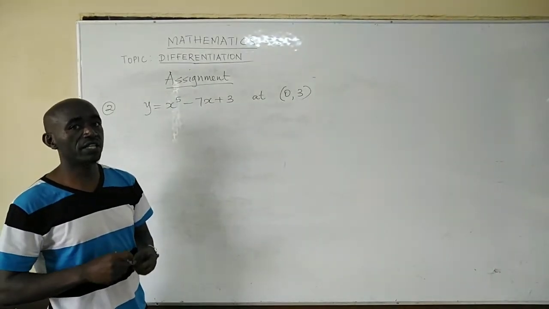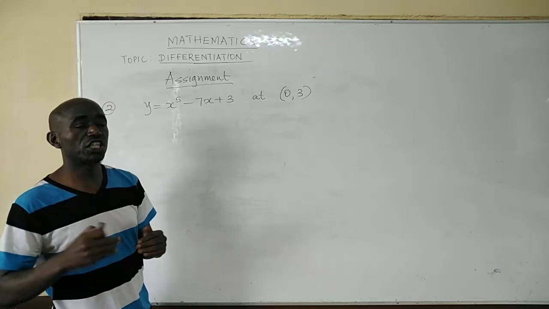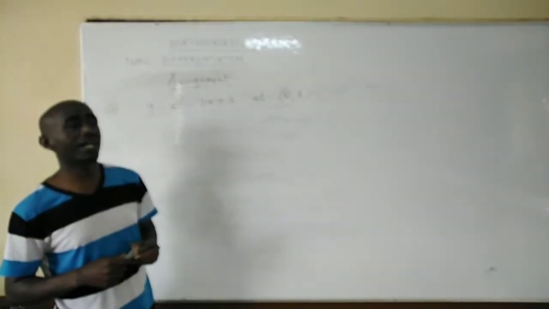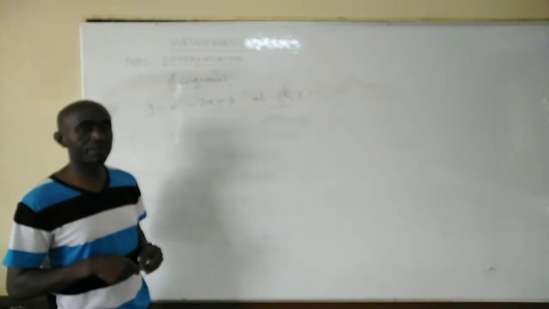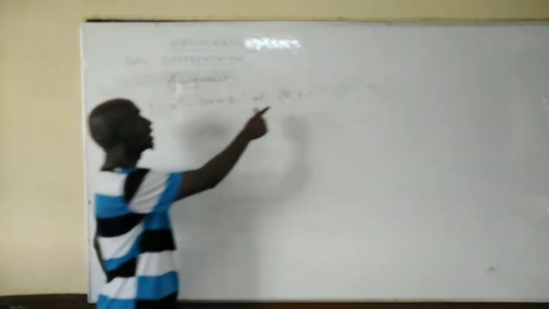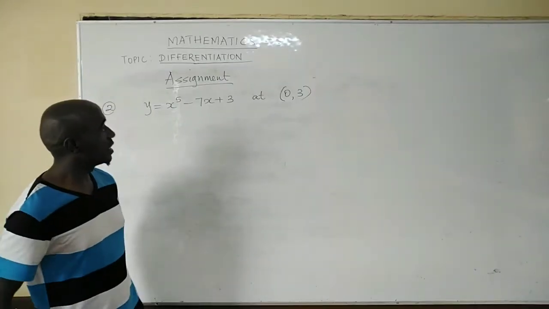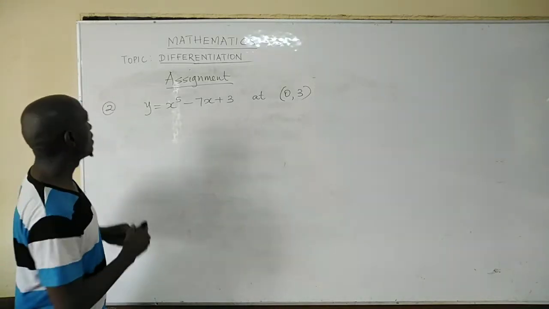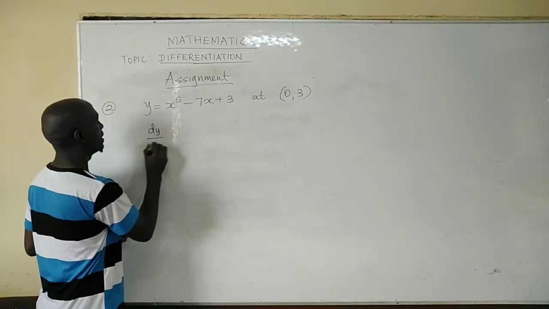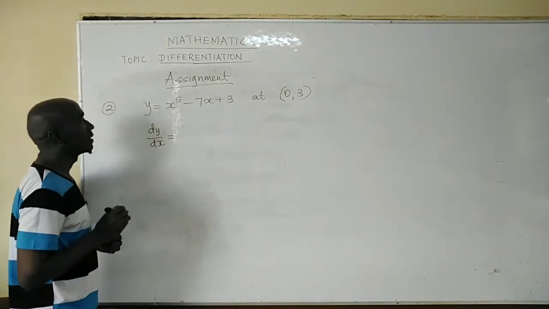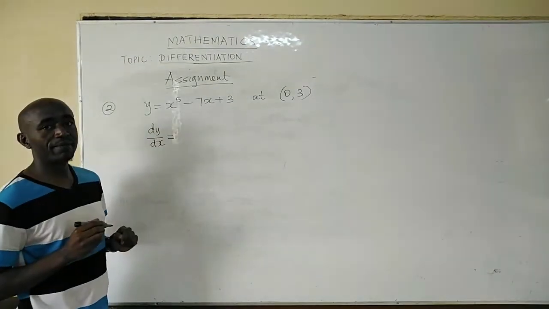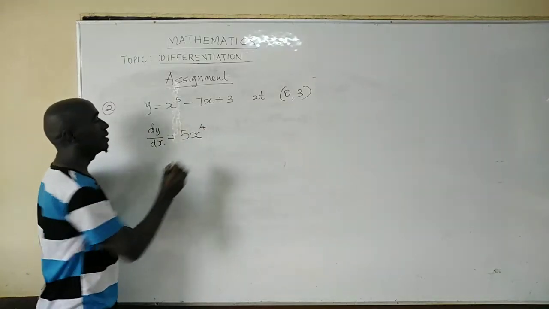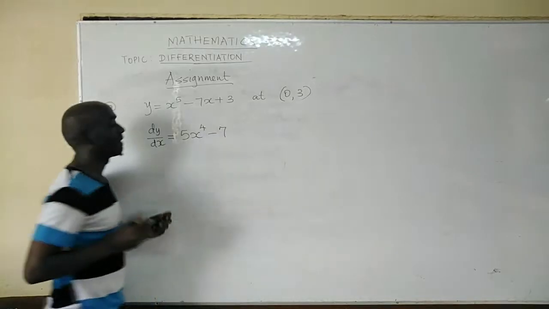Remember, we say that gradient of a curve keeps on changing. Gradient at this point is not the same as gradient at another point of the same curve. It keeps on changing. So at this point, we have a particular gradient. So, and to get the gradient, we must first of all find the gradient function, dy dx. Dy dx here will be 5x raised to power 4 minus 7.